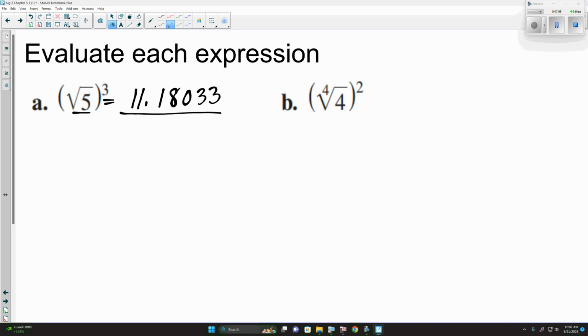But if we did this by hand, the square root of 5 is the same as our fractional exponent. The 2 would go on bottom and the 1 would go on top. The square root of 5 is the same as 5 to the 1/2, to the 3rd. Powers of powers multiply. So we can say the same as 5 to the 3/2. And again, this is using some manipulation of the numbers.